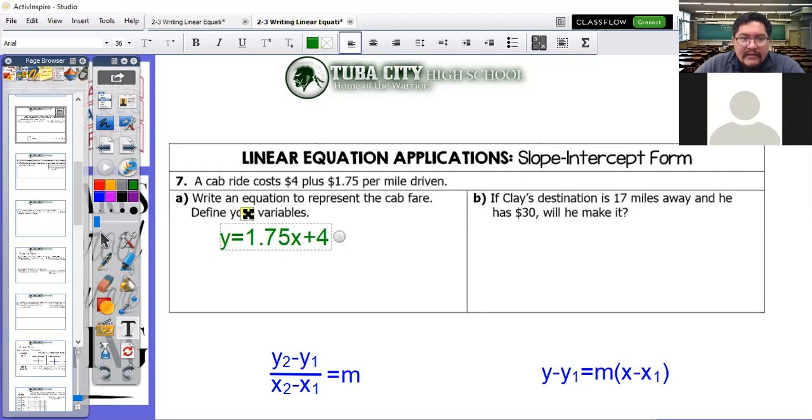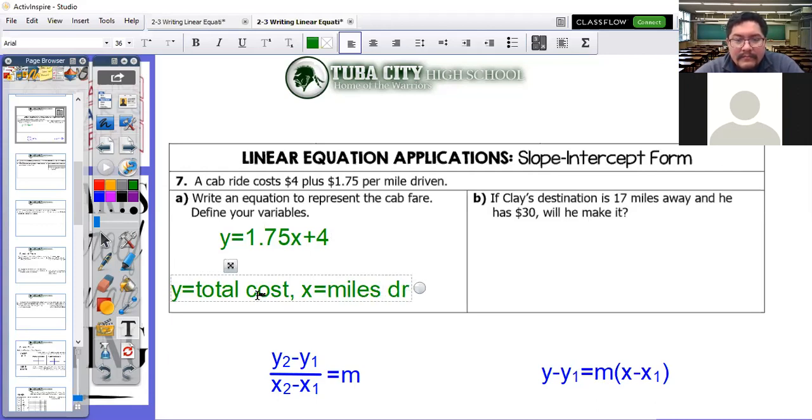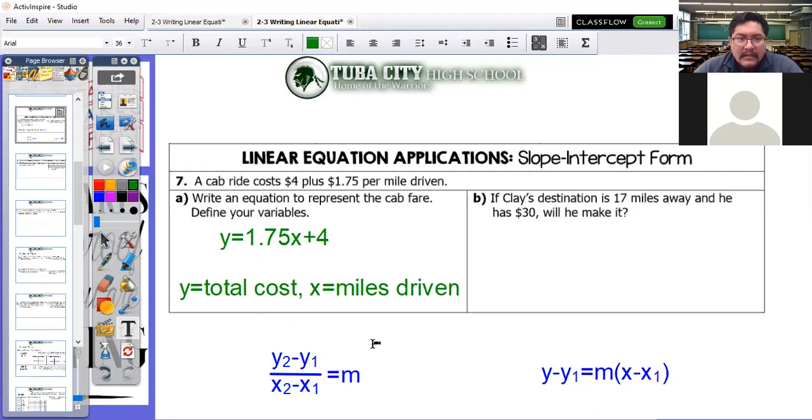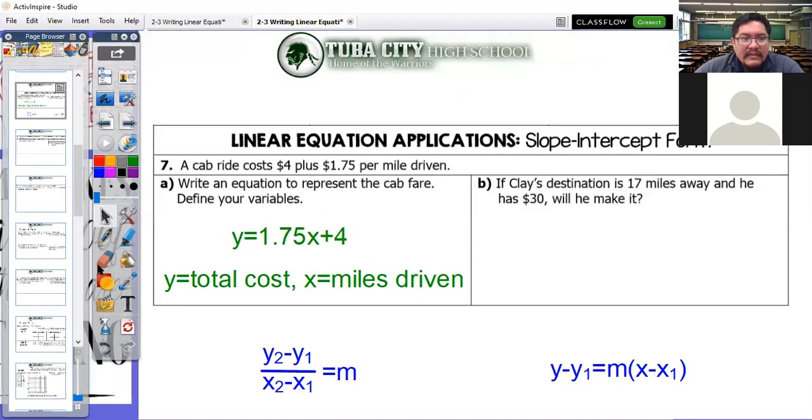So this would be our formula. So let's go ahead and put what we have here. So y is total cost, and x is miles driven. And that's all we would need to do, because it says define your variables and write an equation for what the fare would look like.